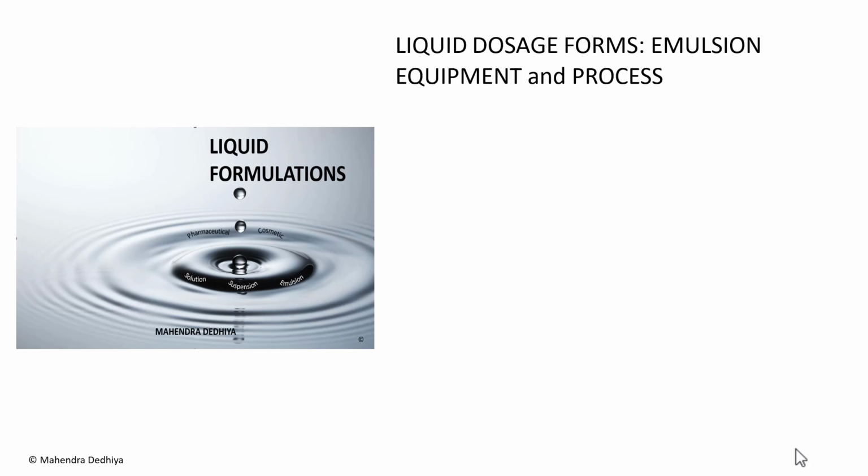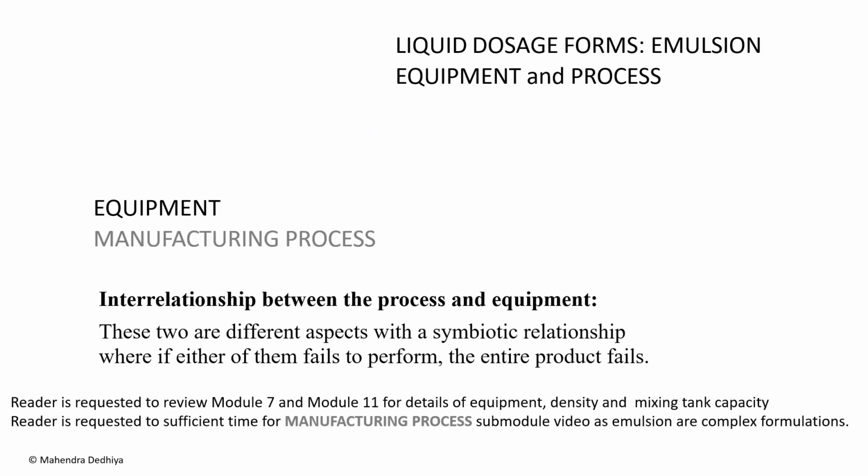In this portion of the book on liquid formulation, we cover emulsion formulations using an integrated approach to formulation development. In this section, module 15, we focus on equipment and processes. Equipment and processes are interrelated. If either of them fails to perform, then the entire product fails.